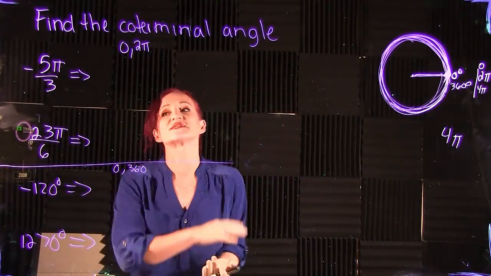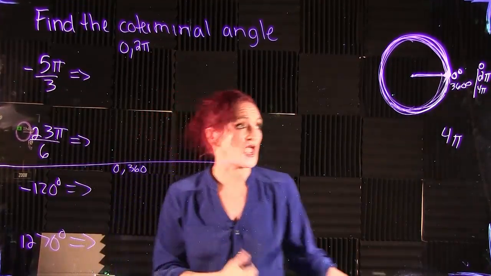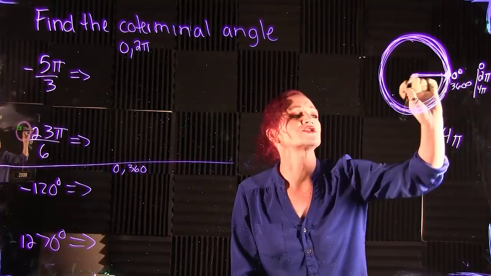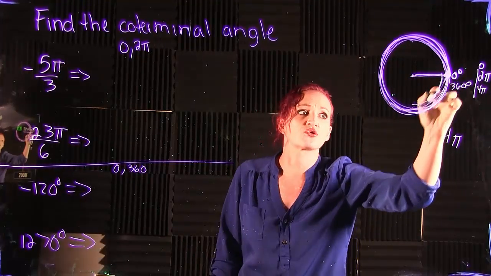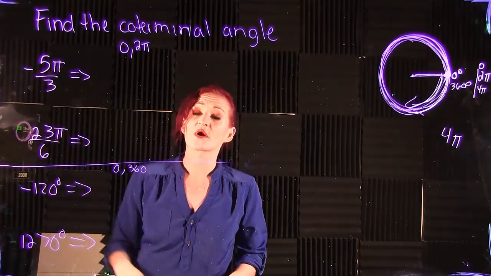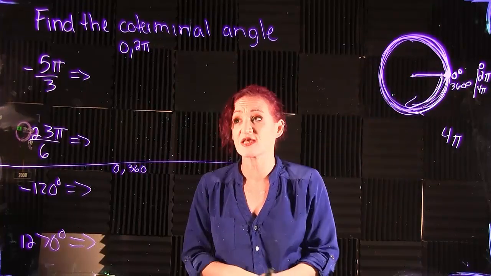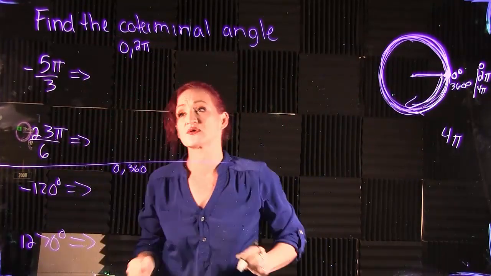So for example, negative 5 pi over 3. This is a negative angle, and a negative angle goes clockwise on a unit circle, the opposite direction. If it's negative, we're going to want to add 2 pi until we get a positive value within 0 and 2 pi.